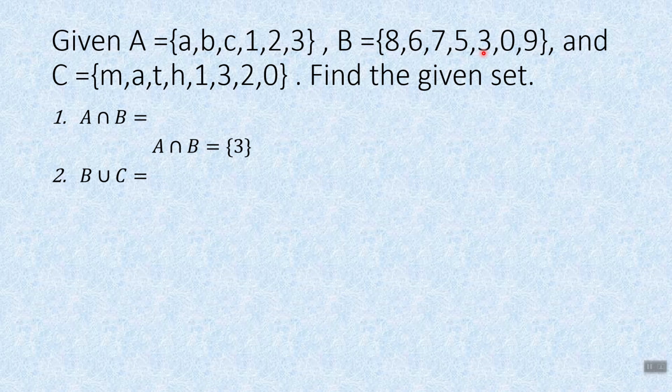If we're looking at the set B union C, union is just like marriage, right? All of B, all of C, everything they have in common. So the first thing I'm going to write down is all of B: 8, 6, 7, 5, 3, 0, 9. And then I'll start writing down everything in C that's not already there. B doesn't have any letters, so I wrote down M, A, T, and H.